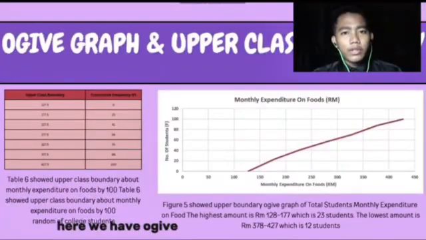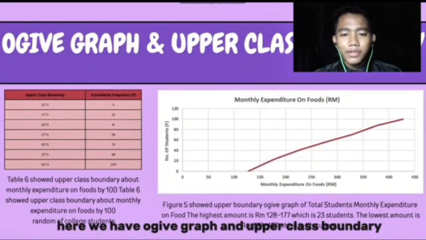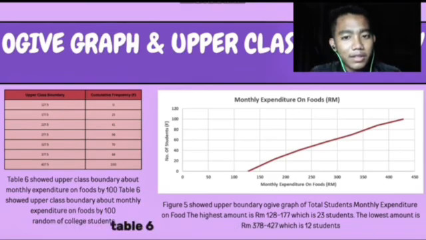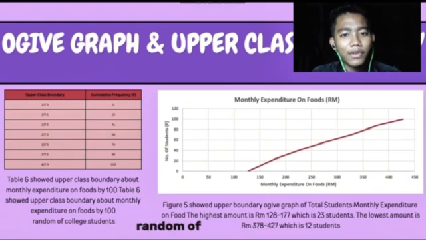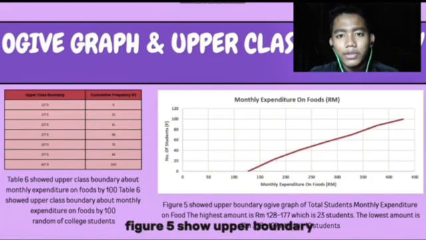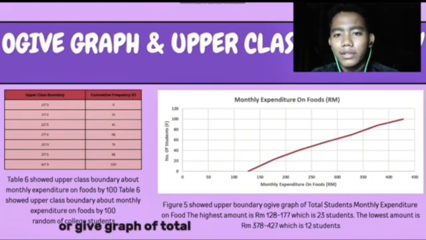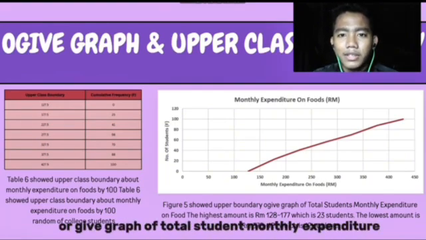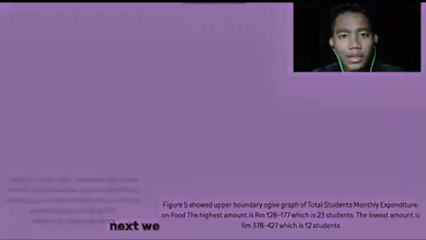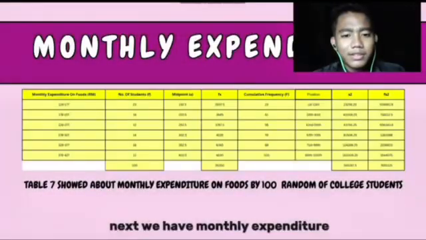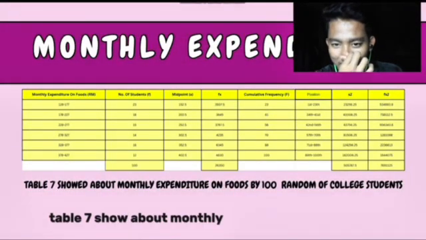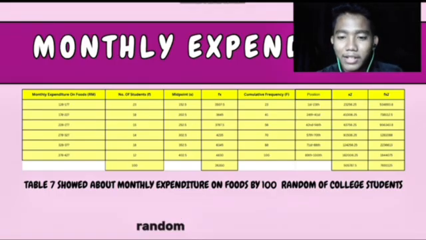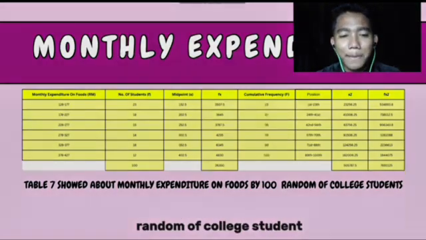Here we have OGIVE graph and upper class boundary. Table 6 shows upper class boundary about monthly expenditure on food by 100 random college students. Figure 5 shows upper boundary OGIVE graph of total student monthly expenditure. Next, we have monthly expenditure. Table 7 shows monthly expenditure on food by 100 random college students.